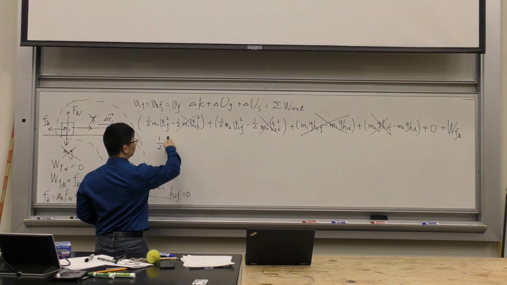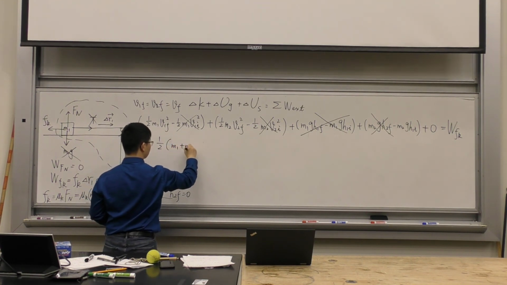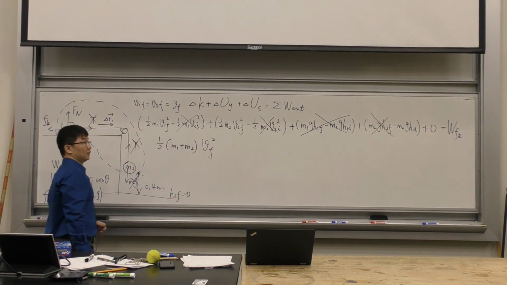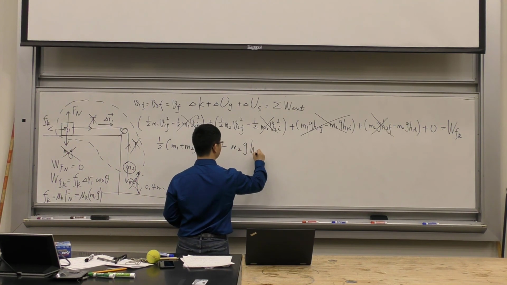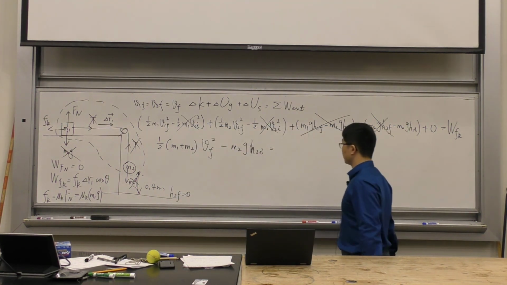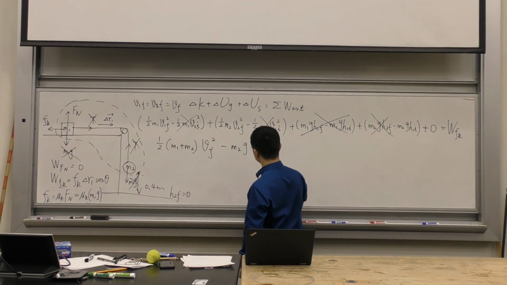And I can even add these 2 terms together, so they will just give me this, because this is only one variable. And then I have this negative M2 G H2I. You see that? Very nice. On the left-hand side, I only have 2 terms left at the end, after I combine these 2 kinetic energy terms.